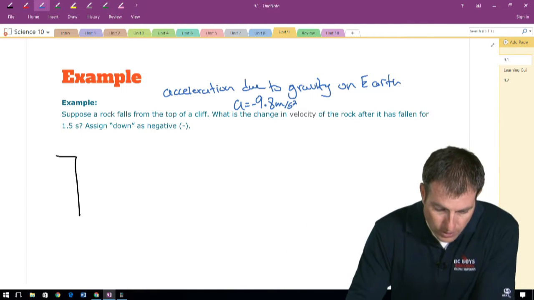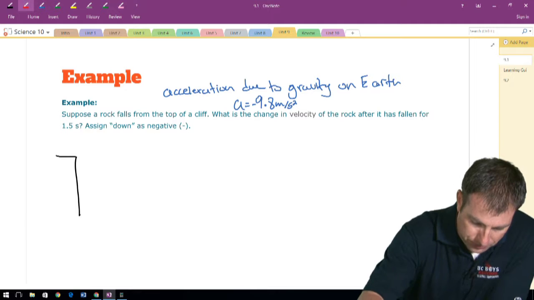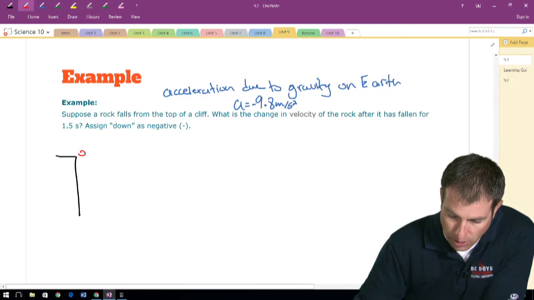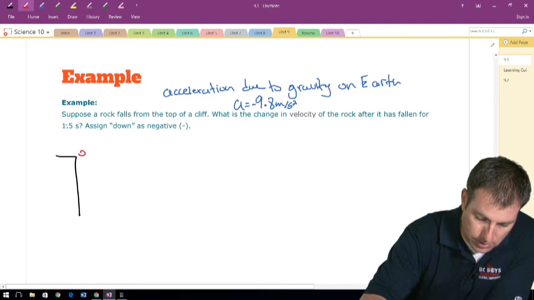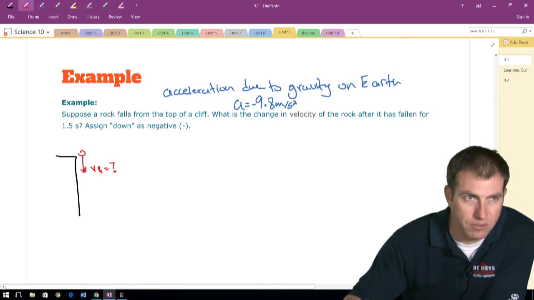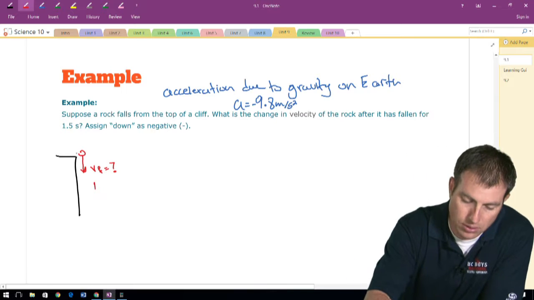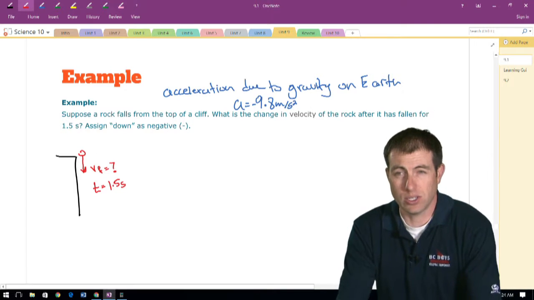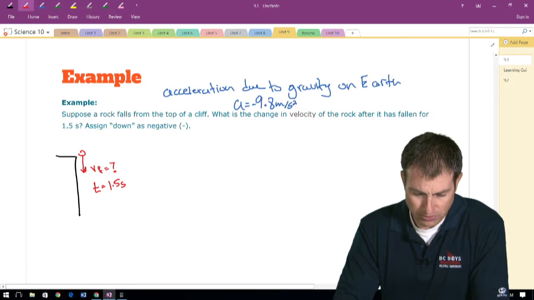So let's drop a rock off a cliff. Here we go. The change in velocity of the rock after it's fallen for 1.5 seconds. So we're interested in figuring out how fast it's going after it's fallen 1.5 seconds.